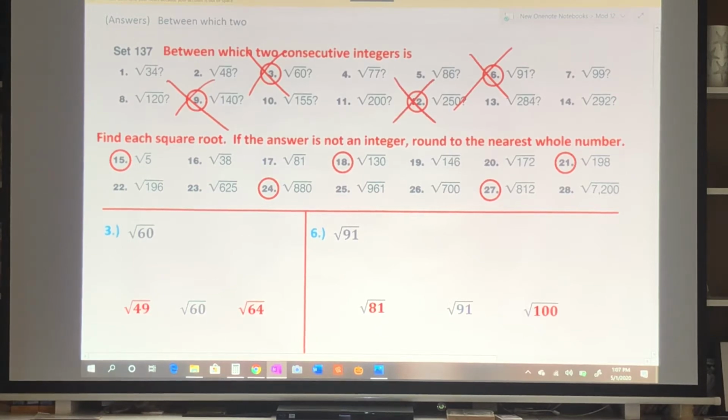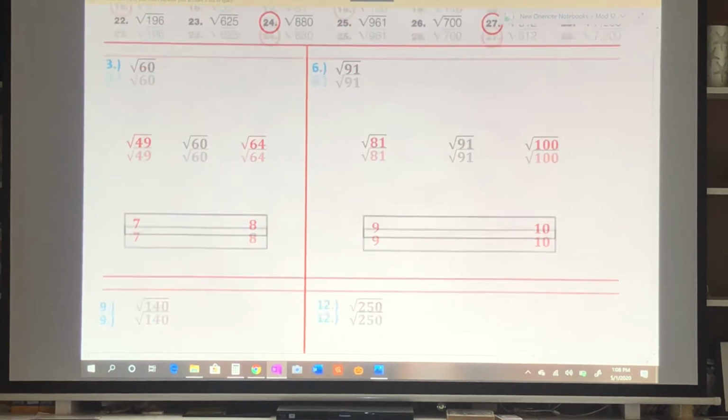Let's do 15. Find each square root. If the answer is not an integer, round to the nearest whole number. I crossed out all the directions on these because they wanted you to round it to the 10th place, and that's crazy. Okay, so we're on number 15. By the way, we're doing that today. On number 15, round to the nearest whole number. Okay.